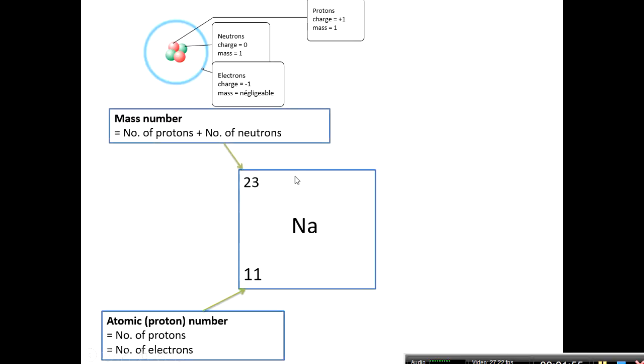The larger of the two numbers is the mass number. This is equivalent to the number of protons plus the number of neutrons. We don't add in the number of electrons because remember they've got a negligible mass. They've got in effect 0 mass. So if we were trying to work out the number of neutrons, we would subtract the number of protons, the bottom number, from the total mass, the top number. So for this example, we've got 11 protons, we've got 12 neutrons, 23 minus 11, and we've got 11 electrons equal to the number of protons.